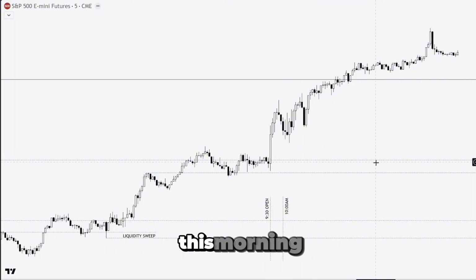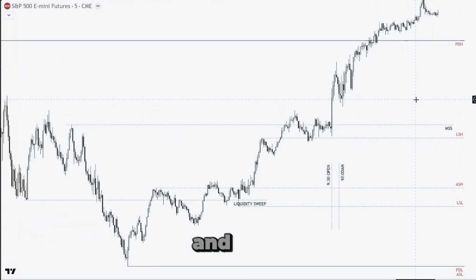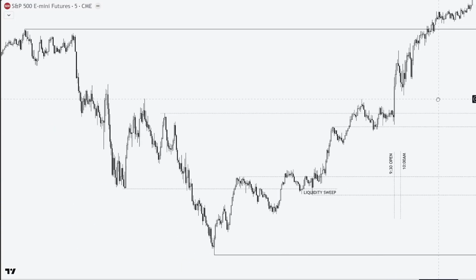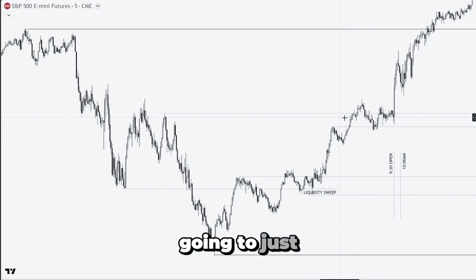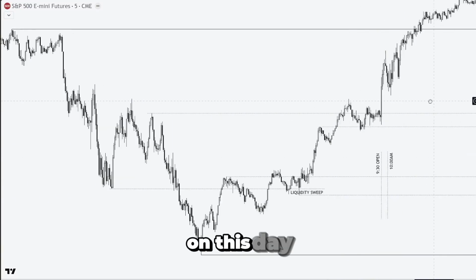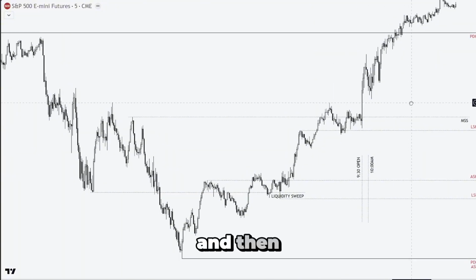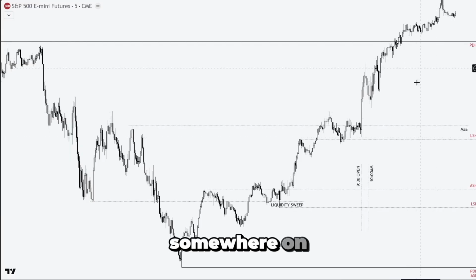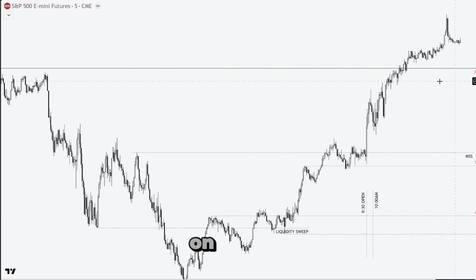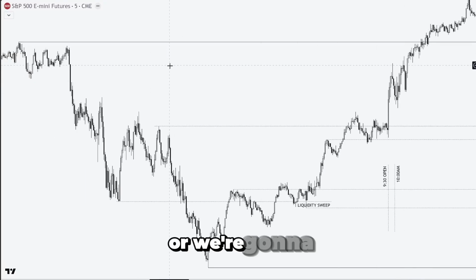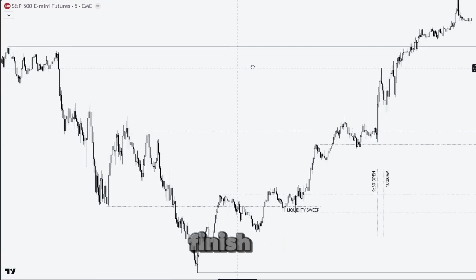So this morning, when I got into the charts and I saw this action going on, right? It was Friday, end of the week, and I see this formation. So to me, we're either going to just die out on this day. It's just going to be kind of a messy nothing of a day. And then this will probably be finished off somewhere in Asia range on Sunday or on Monday morning. Or we're going to go ahead and take this liquidity here, and we're going to finish out the week strong.